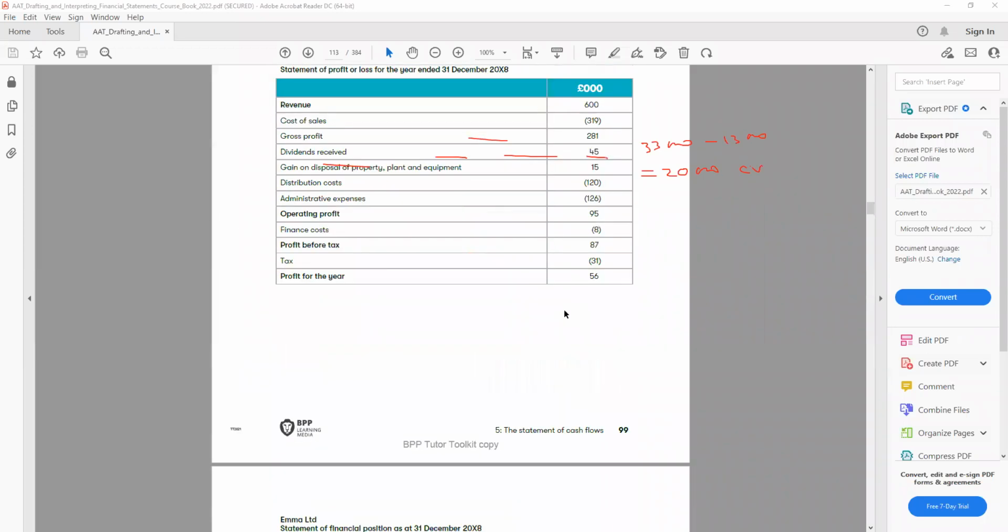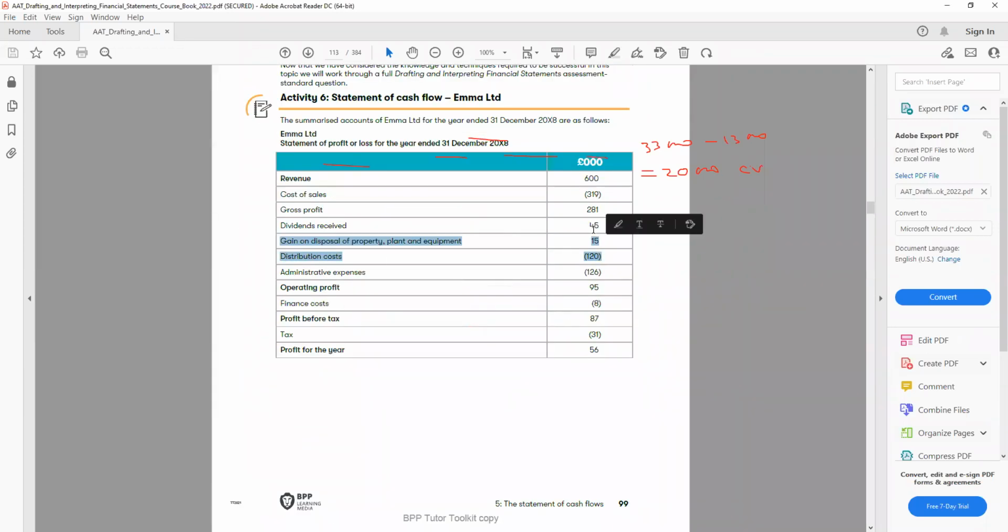So I can see the question said I make a gain on disposal, that is 15. So my gain is 15. That means I have sold it for 35,000, because only in that case can I make a profit of 15. So they give us the profit, but they didn't tell us how much we sold it for. So you have to find it out.